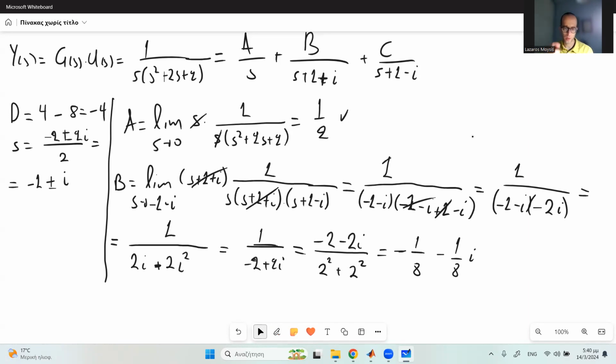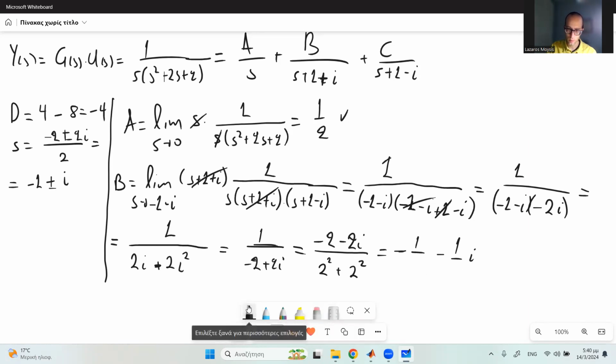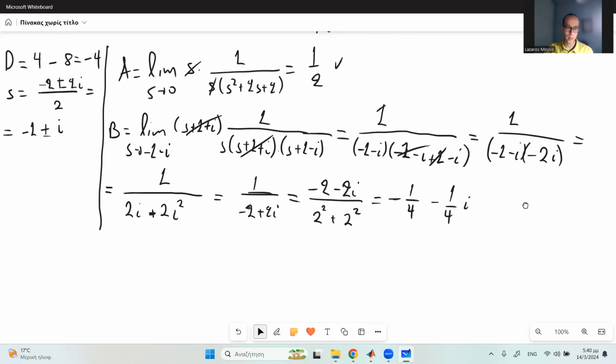Not 1 over 8, sorry, because this is 2 and 2, and this is a 4, so this is going to be, I'm sorry, 1 over 4. Okay, so this is it. We found that, and now we only need to find the corresponding angle.